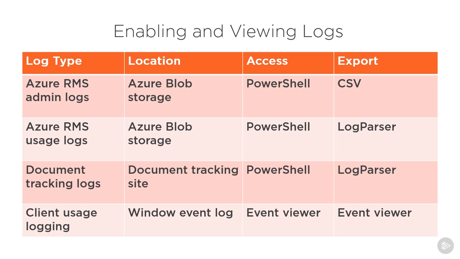Finally, the last log type that you would deal with as an administrator are the client usage logging that happens within the Windows event log. And obviously the easiest way to access that is by using Event Viewer. And you can use the export feature within Event Viewer to export it to whatever other format you might need.